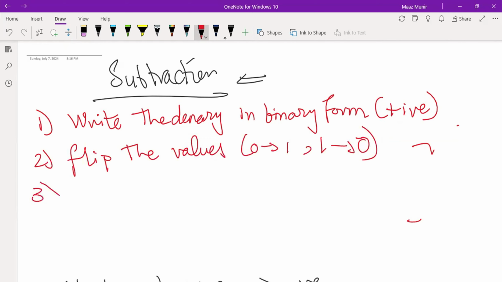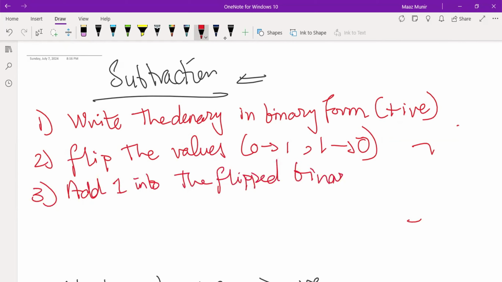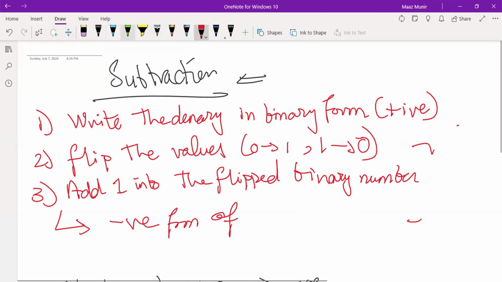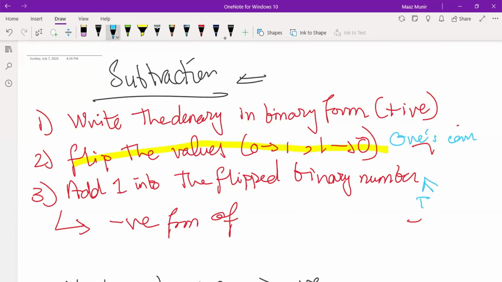And then the third one is add 1 to the flipped binary number. The answer which you get from this represents the negative form of the initial positive binary number which you converted by flipping it. So this second step, where we flip the values, is known as ones complement. And once you add 1 into the ones complement, you get a twos complement.